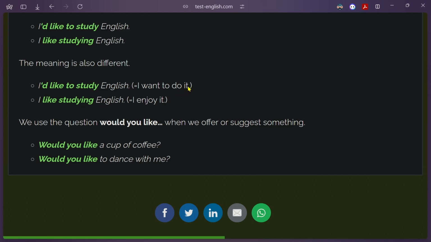But do you get the different meaning here? I would like to study English. I want to do it, you see? I would like to study English, for example, but I have no teacher. You could say it like that. For example, the Samaneras, right? Maybe they would like to study English, but they have no teacher. I don't know if it's true or not. The Samaneras from Laos.